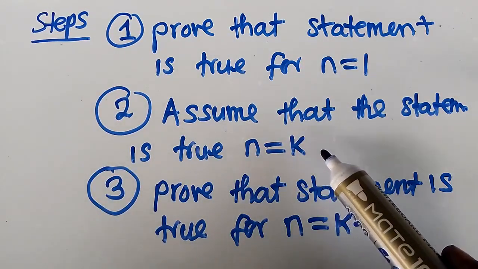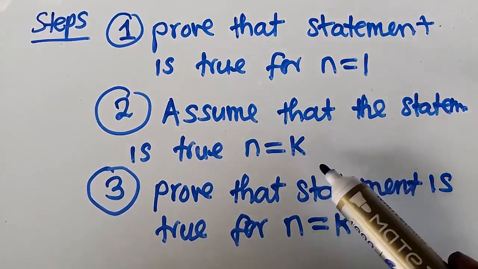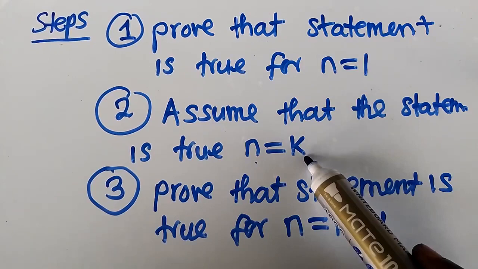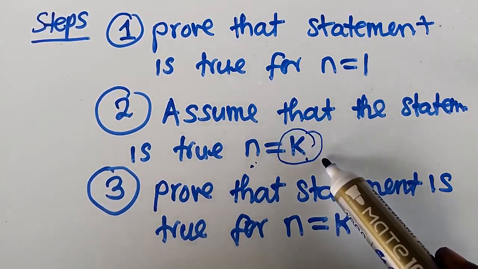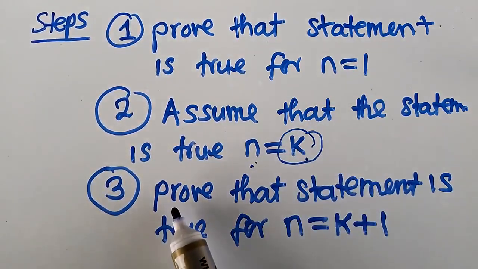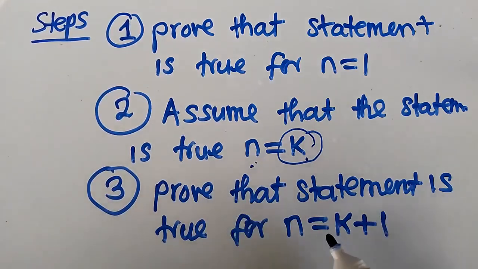Step number 2 is very simple, because you just assume that n is equal to k. This means that where there is n, you are going to put a k. Then step number 3 is where you get to prove that the statement is true for n is equal to k plus 1. These are the major 3 steps that you need to know and understand. We are going to look at these steps that I've just shared with you.